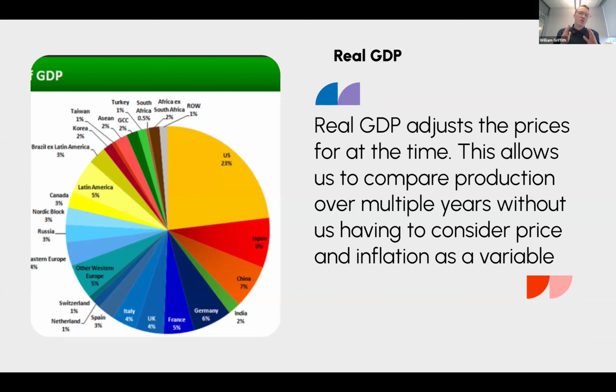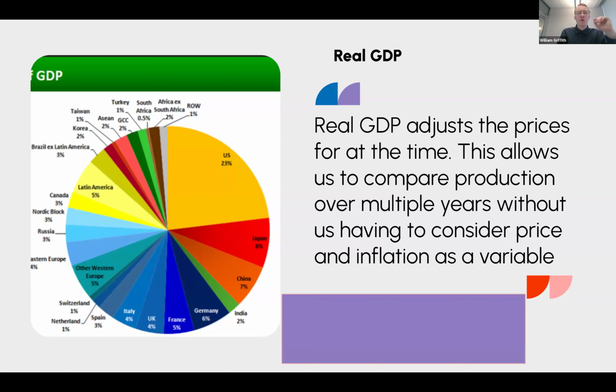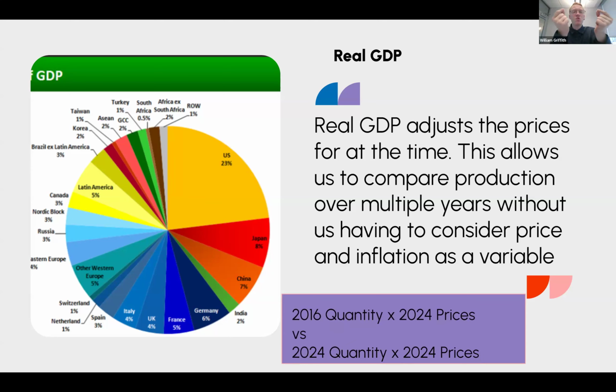That's why we use what's called real GDP. Real GDP adjusts for the prices at the time. This allows us to compare over multiple years without having to consider price or inflation as a factor. So going back to our example, this would be using the 2016 quantities and multiplying them by the 2024 price, and then the 2020 quantity times the 2024 price. Thus, we know what the production is.